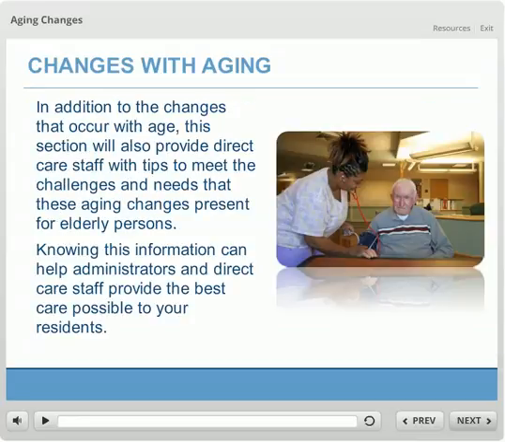In addition to the changes that occur with age, this section will also provide direct care staff with tips to meet the challenges and needs that these aging changes present for elderly persons. Knowing this information can help administrators and direct care staff provide the best care possible to your residents.